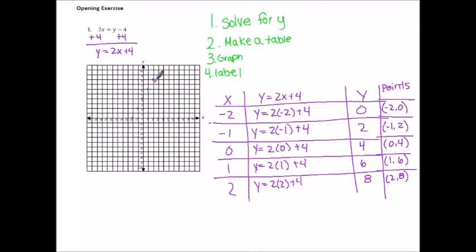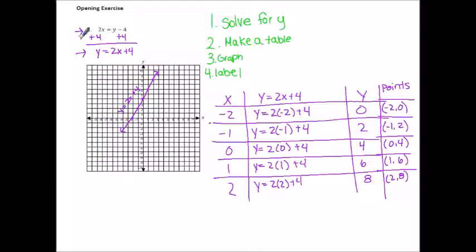And now we just want to draw a line through it. We want to make sure we have arrows on both sides of our line and that we label our line. So this line is y equals 2x plus 4. Now you could use this one to label, or you could use what the original problem gives us. It doesn't matter which one you use, you're still talking about the same exact line.